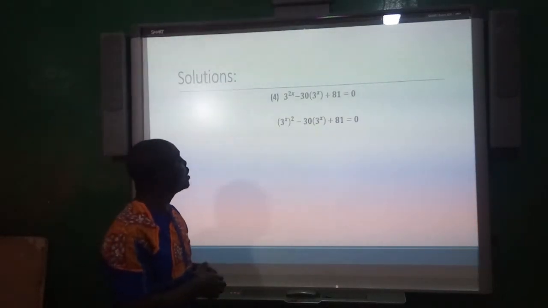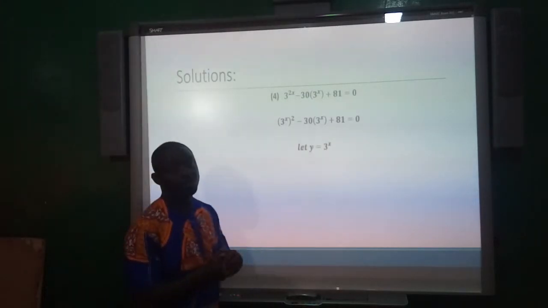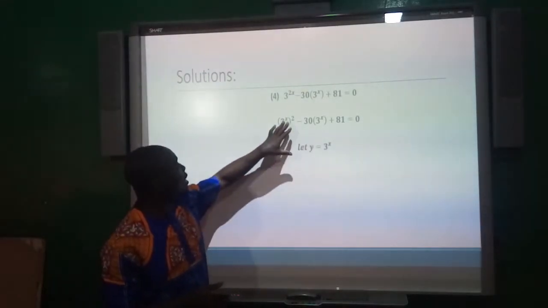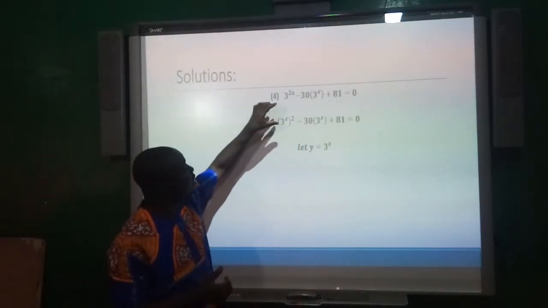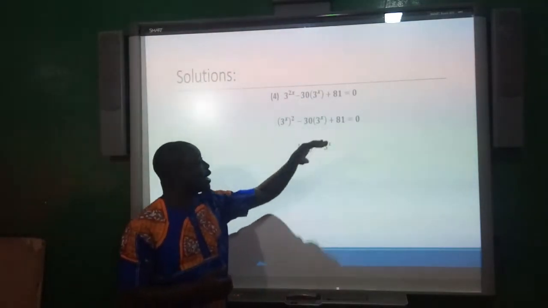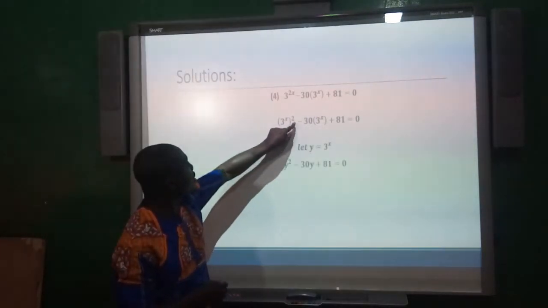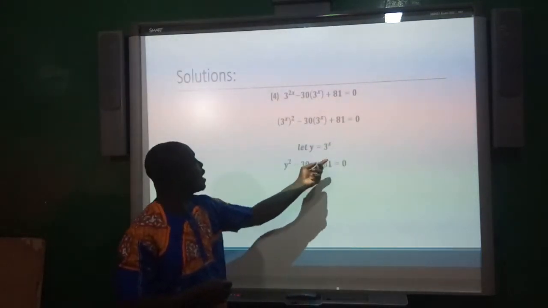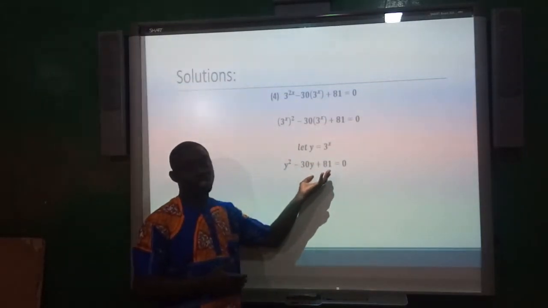So what I'm going to do is equate 3 raised to power x to a certain variable. Let 3 raised to power x be equal to y. So wherever I see 3 raised to power x, I'm going to write y in the equation. So I'm going to get y squared minus 30y plus 81. So I have turned this into a quadratic equation now.